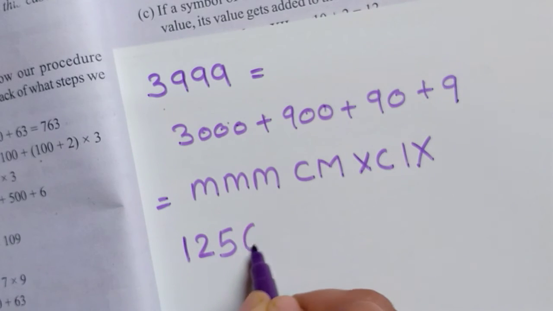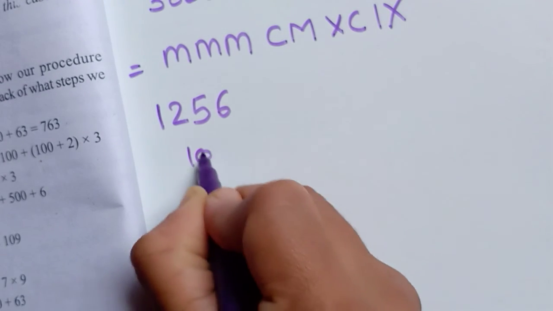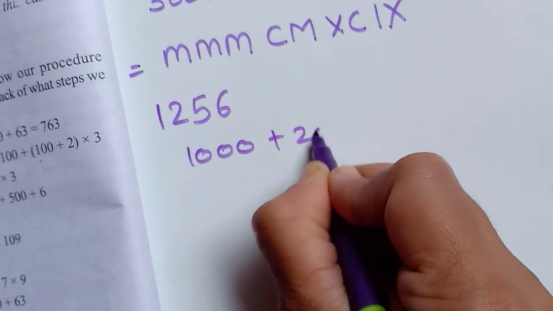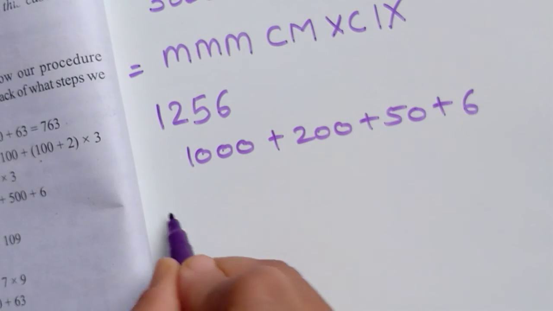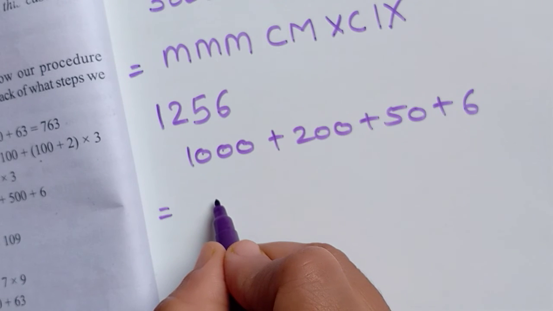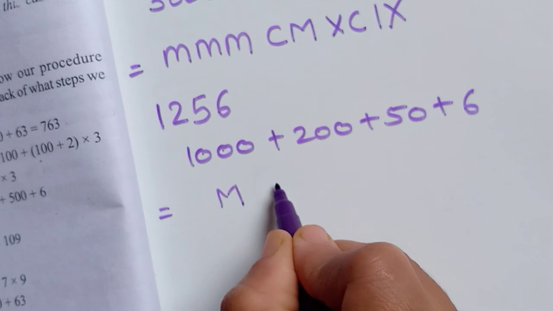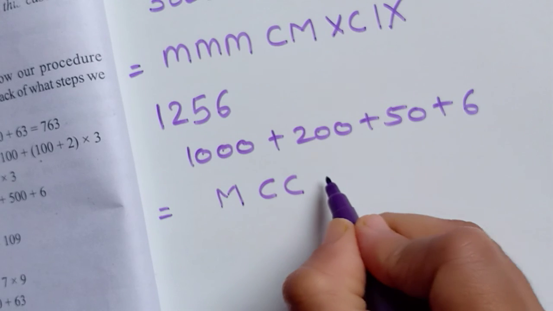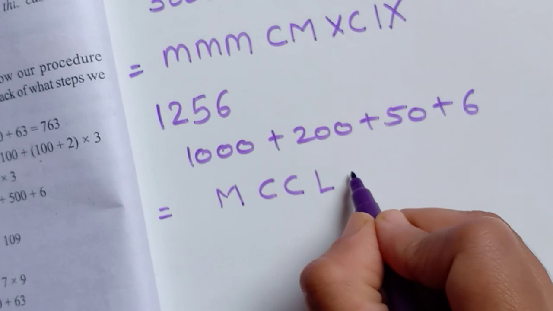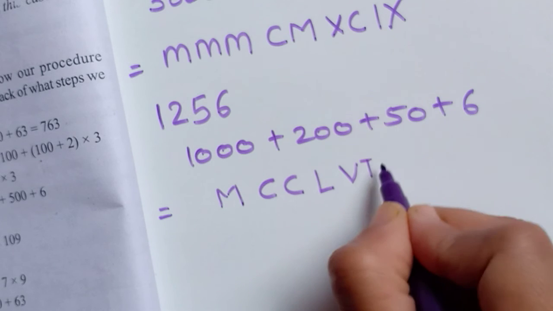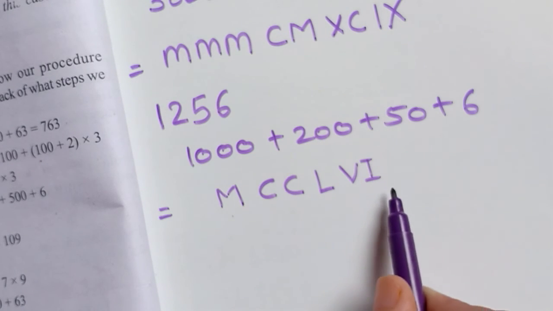Let's take another example. 1,256. Let's expand this. Now for 1,000, we have M. 200, we write CC. 50, we have L. And 6, we write VI. So my number is 1,256.